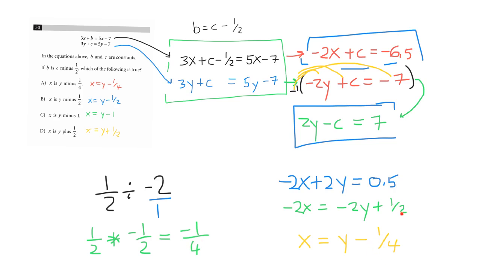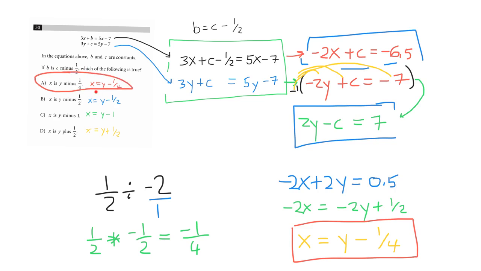Okay, I divided this 1/2 by this negative 2. All right, and that's the answer. So where do we find this? We find it here. It's literally the first one. All right, x equals y minus 1/4. We sort of took this, we got rid of the c. They gave us a clue as to how to get rid of the b. They told us the b equals c minus 1/2.